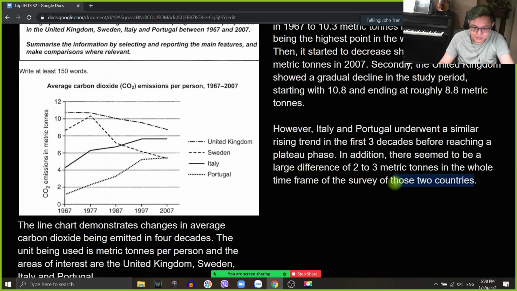So, those two countries stand for, of course, Italy and Portugal, and you do not need to mention the name again. I use a lot of replacement words in this essay so that I do not have to repeat the country names, for example.